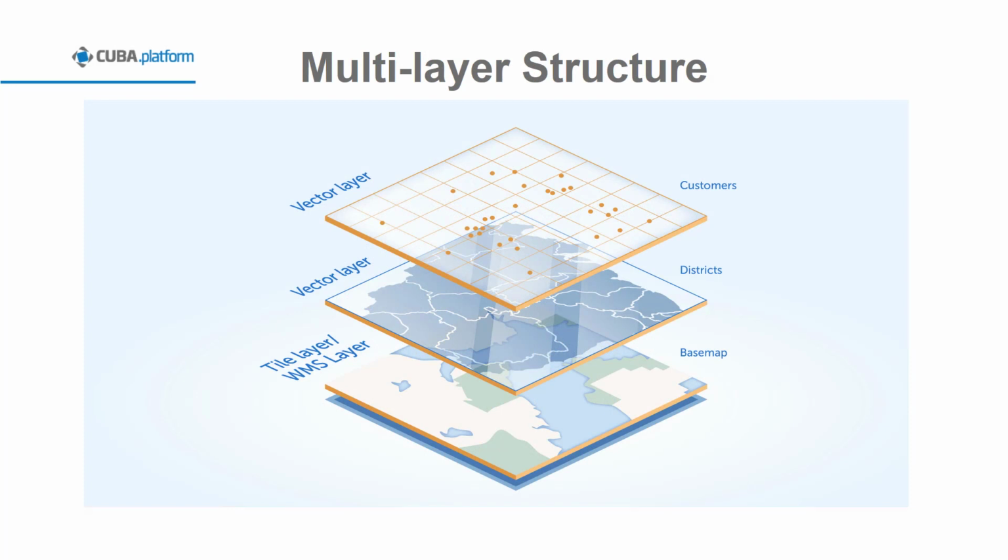The component supports traditional multi-layer structure commonly used in professional GIS systems. Layers can be of raster and vector types. In this picture, you can see the example of combining multiple layers to build a complete map. The bottom raster layer serves as a map's background. It can be a tile layer displaying tiles provided by the so-called XYZ tile services, for example, OpenStreetMap, or it can be a WMS layer displaying images provided by Web Map Services.